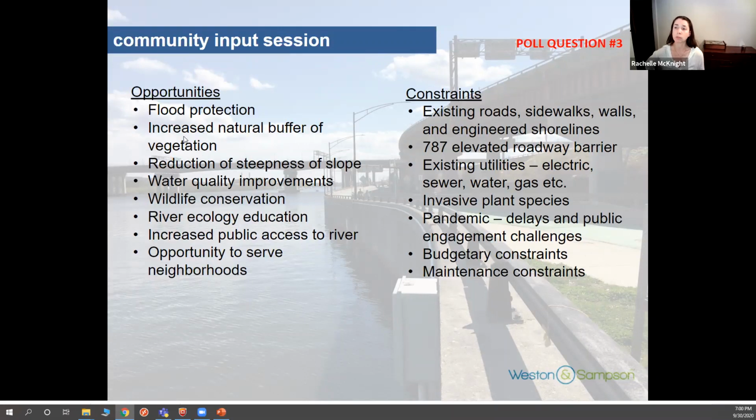So we have opportunities for flood protection, definitely opportunities for enhanced habitat restoration, reduction of slopes, wildlife conservation, and increased public access. Some of the constraints we're seeing is that we have a lot of infrastructure. So we have roads, sidewalks, walls, we have 787. There's a lot of existing utilities out there that include electric, sewer, water, gas, etc. And then, of course, there's always budgetary constraints, maintenance constraints, and we are all living through a pandemic at the moment. So that changes a lot.